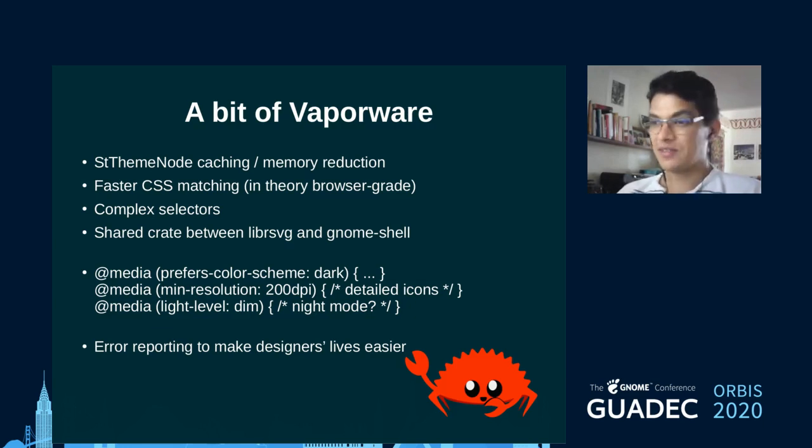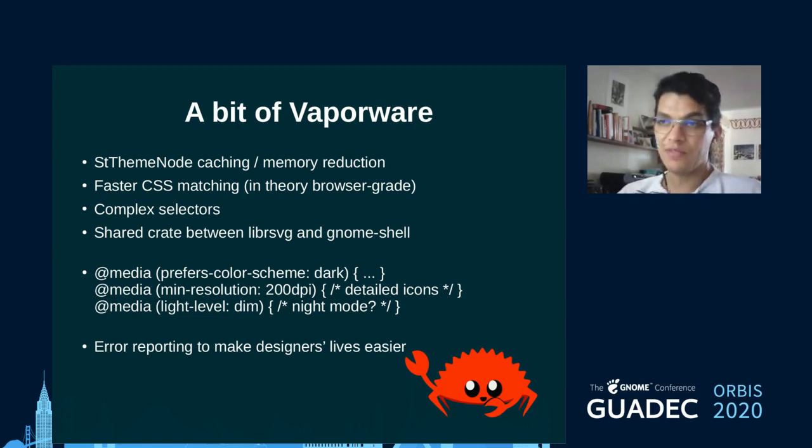For the designers, I want to have really nice things. GNOME shell does not support @media rules yet. I don't know what would be useful there. Maybe the CSS media rule syntax for color schemes, for the dark themes maybe, or for the device resolution. If you have 200 dpi or higher, then use more detailed icons instead of, I don't know, deciding stylesheets at runtime or having other machinery.